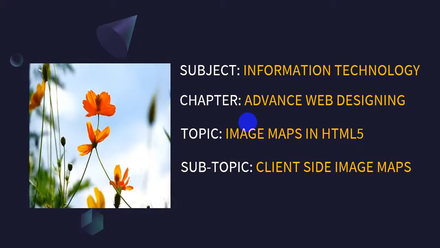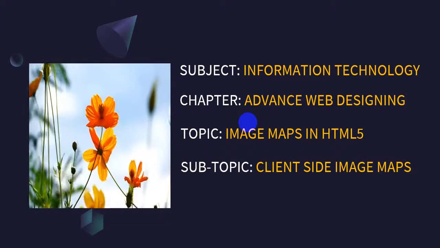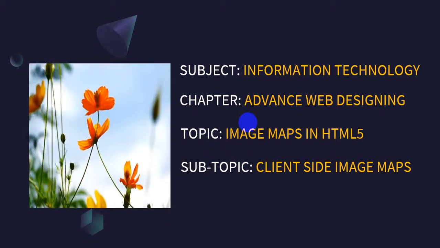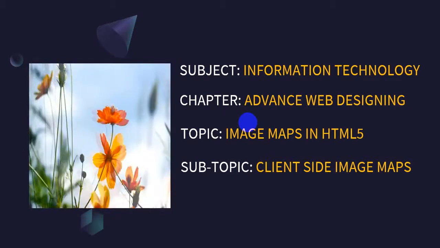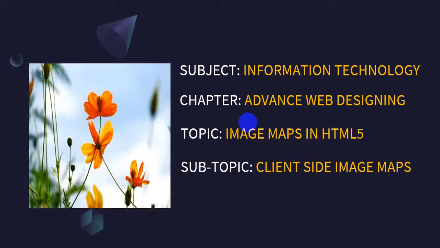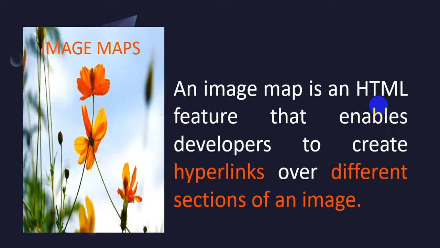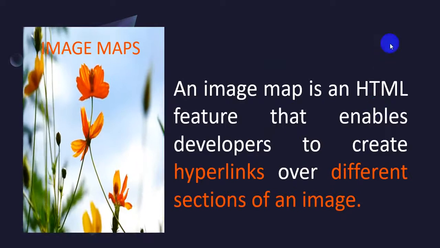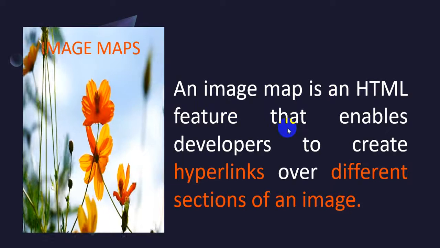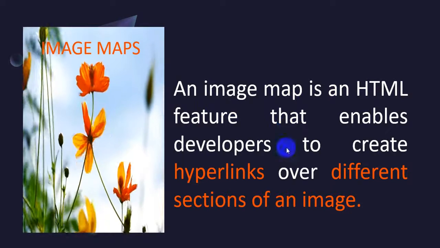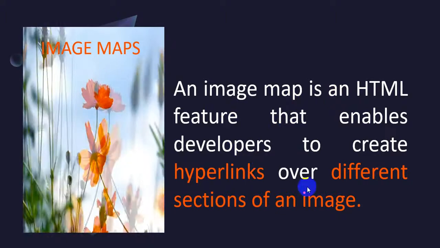Creating multiple hotspots. Hotspot means a clickable area where you can click and a web page will open. So creating multiple hotspots on your image is called image mapping. Let's have some important definition. I have just written: an image map is an HTML feature that enables developers to create hyperlinks over different sections of an image. I have just explained.